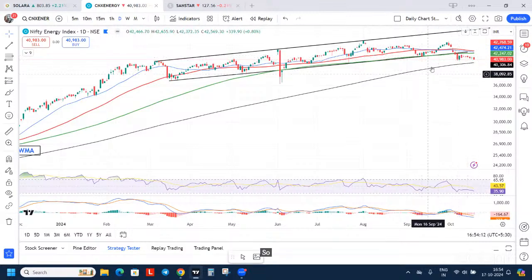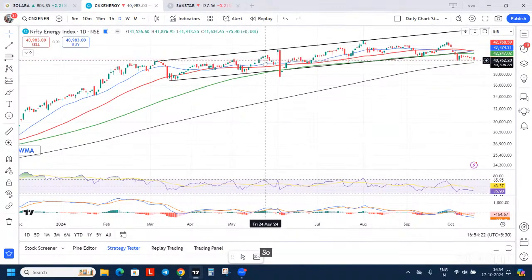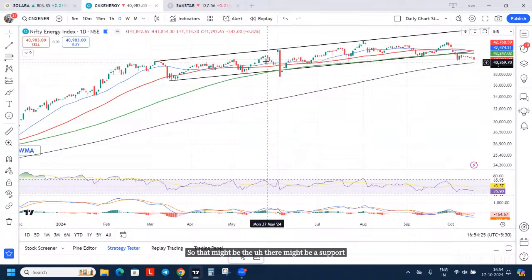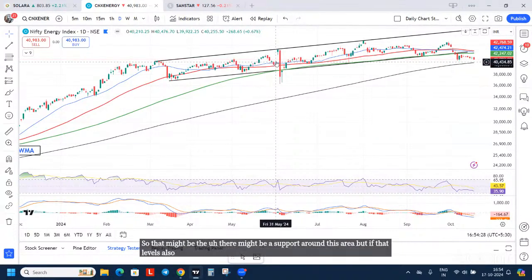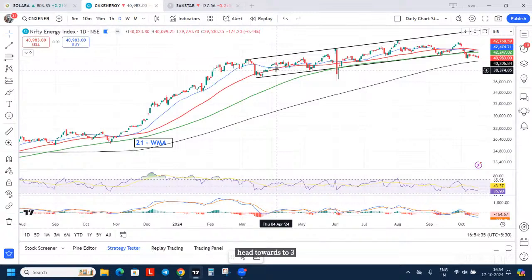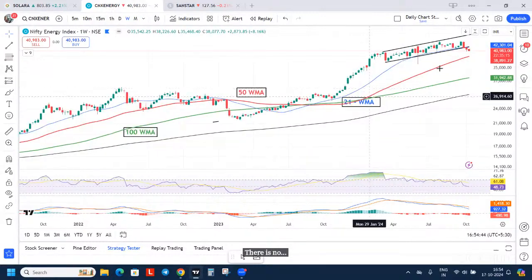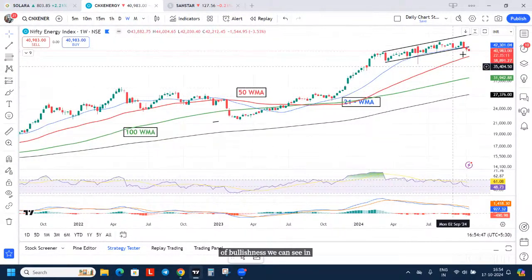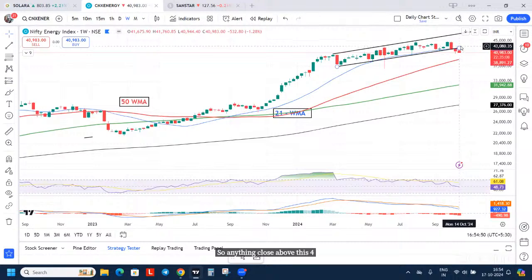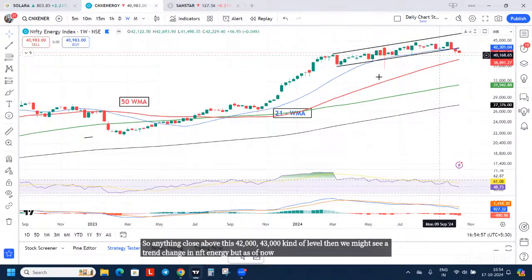So we might see the 200 DMA take some support, where the earlier breakout level happened over here. There might be support around this area. But if that level, the 200 DMA, also breaks, then we might see a fresh downside, which may head towards 38,400 in Nifty Energy. So here also momentum is sideways. There is no bullishness we can see in this sector especially. Anything that closes above this 42,000, 43,000 level, then we might see a trend change in Nifty Energy. But as of now, it's looking weak.